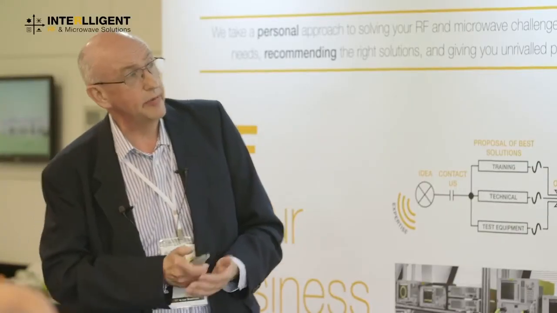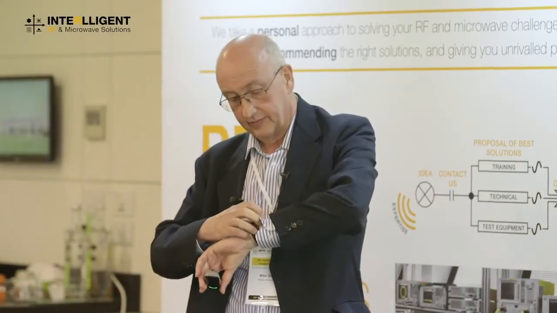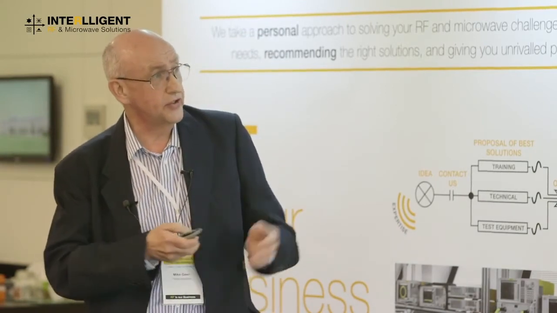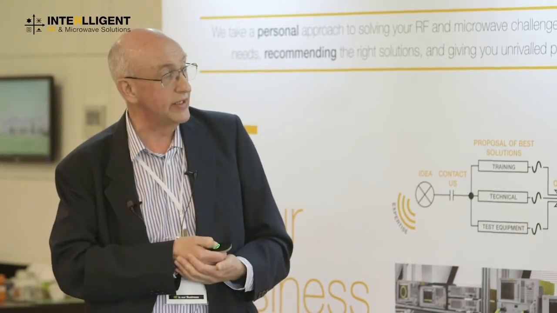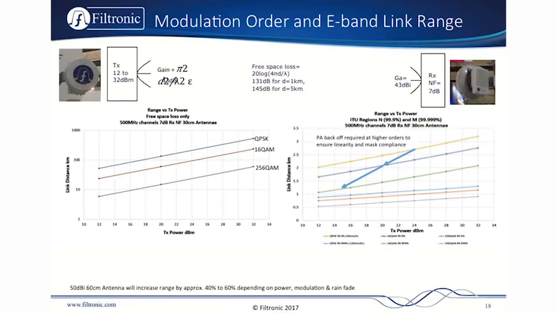Now, we've talked a little bit about range. I don't know how we're doing for time. So just to put some numbers on what do we mean by range. So if there were no rain attenuation to worry about, and you have a typical amplifier of about 20 dBm, then even with 256 QAM, you're talking about over 10 kilometers range.